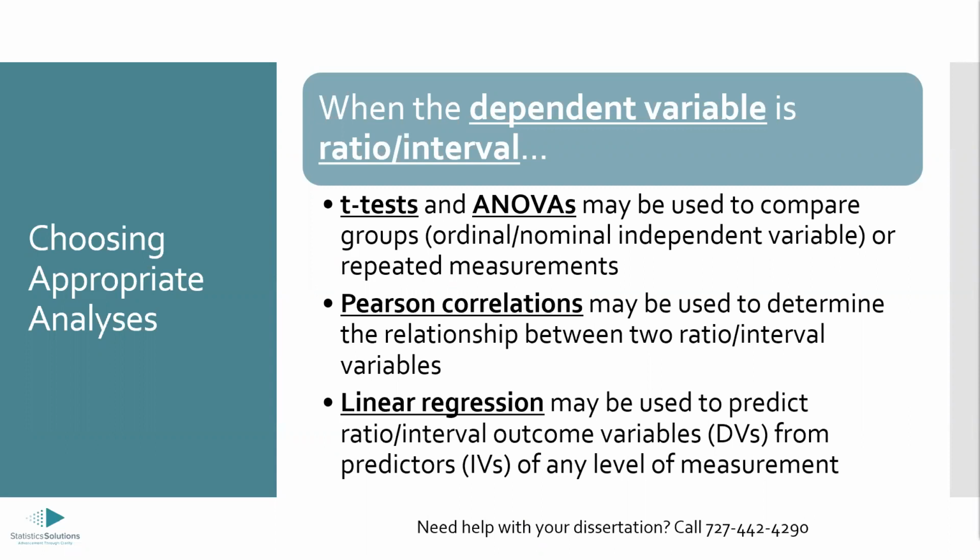We could also use something like an ANOVA if we were to compare more than two groups on that ratio or interval level variable.